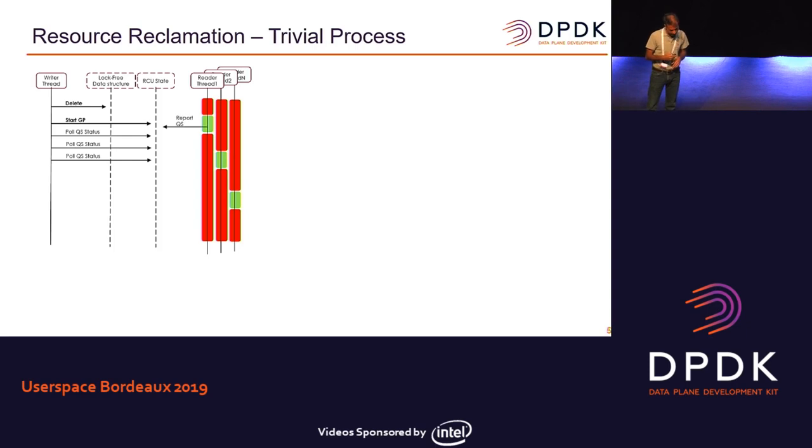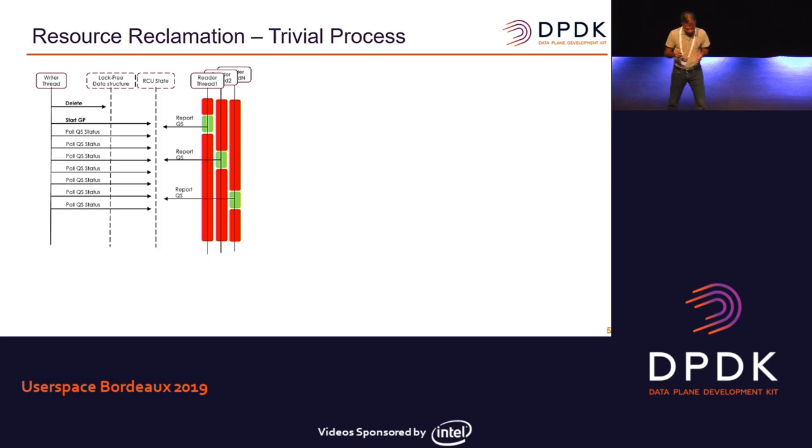Now the readers come along, and when they enter a quiescent state, they report the status back on the RCU data. Similarly, all the readers report their quiescent state. Once the last reader reports his quiescent state, it is safe to free, but the writer is continuously polling for that status. So finally, once the last reader reports, he knows that he can now go ahead and free the entry from the data structure. So he issues a free. This is the most trivial process.